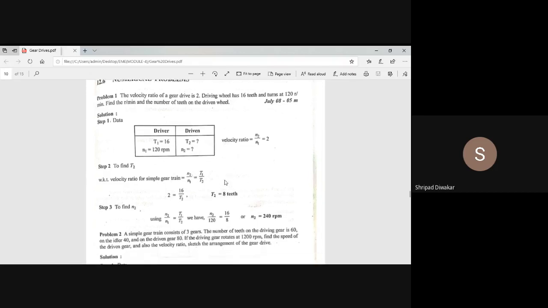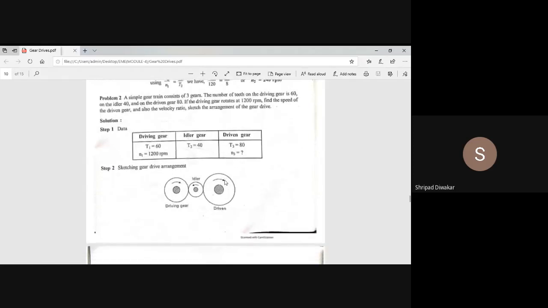By using this equation, first we are finding out the number of teeth, and then after that we are going to find out the speed of the driven wheel. This is a very simple problem. Next, we are going to find out one intermediate gear, also called the idler gear.